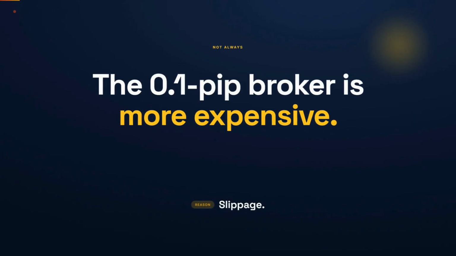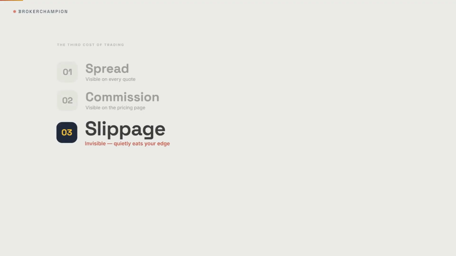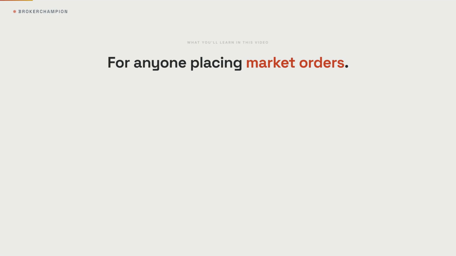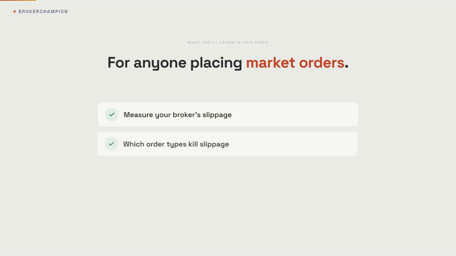The reason is slippage. It's the third cost of trading, the one almost nobody measures, and the one that quietly eats your edge on every market order you place. This video is for anyone placing market orders on Forex, indices, or crypto, and by the end, you'll know how to measure your broker's slippage, which order types kill it, and when to just not trade at all.